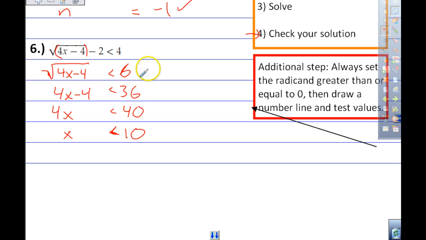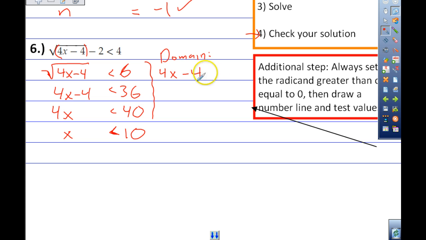So to counteract that, account for it, we also need to do the domain. If this ever says, yeah, anything less than 10, anything that's negative will work inside a square root, if that ever says that, nah, that's a problem. And that's what this additional step says over here. Always set the radicand greater than or equal to 0. In other words, find the domain. You guys remember this from the beginning of the chapter, that we cannot have this part be negative. It has to be 0 or bigger. So bigger or equal to 0.